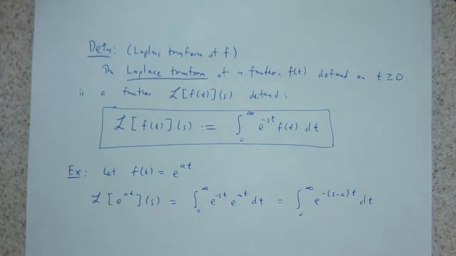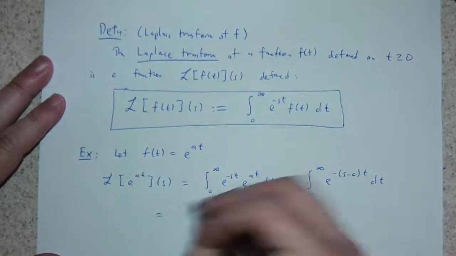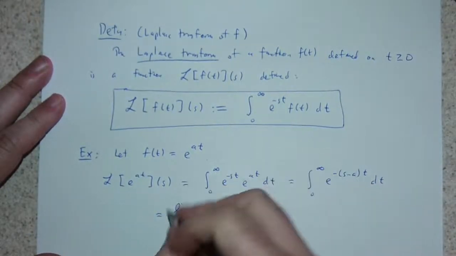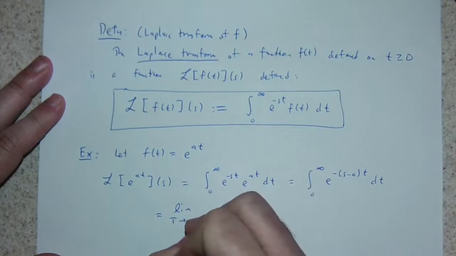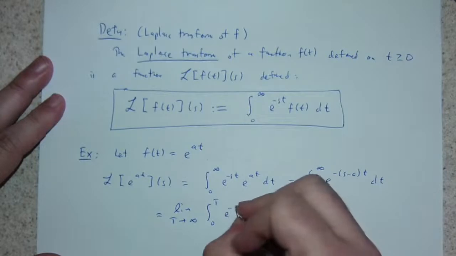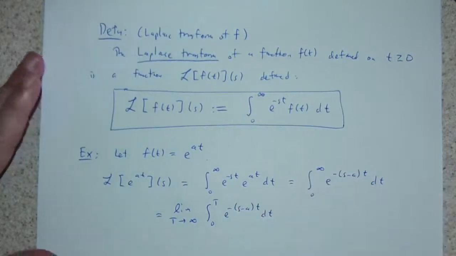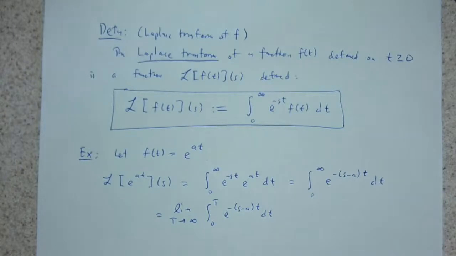How do I do these improper integrals that have one of the limits of integration at infinity? Like, how are these computed? So recall from Calc 2, the way we compute these things is as a limit, right? So this is really the limit as, say, big T goes to infinity of the integral from 0 to big T of e to the minus s minus a t dt. Okay, so that's how that works.